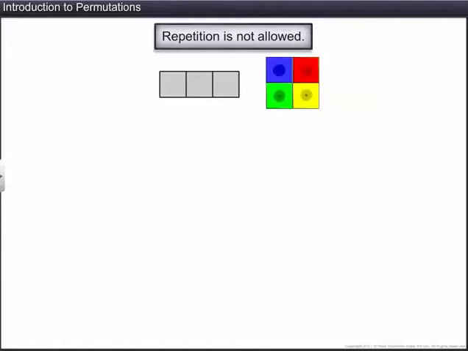Here, repetition is not allowed. We have 4 different objects, which are 4 tiles of different colors. This implies n equals 4. To fill up the first place in the frame, we have to take 1 tile from the 4 tiles.